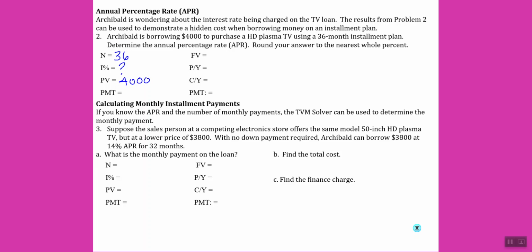So PMT. They told us in the last problem that he is going to pay $132.86 every month. Now, when he sends that to the store each month, they're going to deduct that off of what he owes, and therefore the PMT number should be negative. Future value. At the end of the loan, Archibald should owe them $0 because the loan would be paid off. PY and CY, he's making 12 payments a year, and he's going to make them at the end of each payment period.